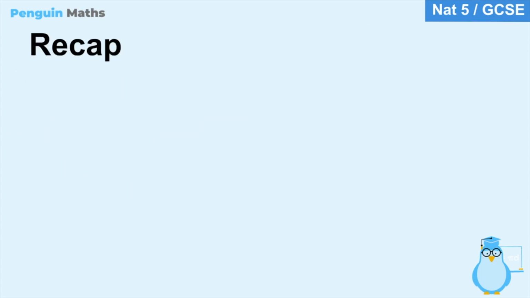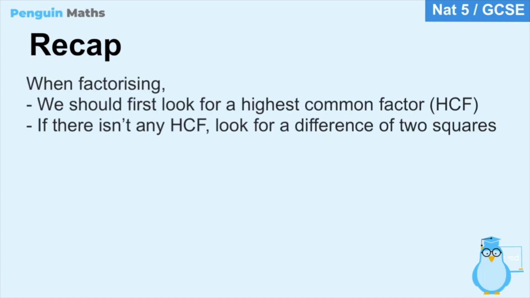Okay, so let's have a quick recap on this lesson we had on factorising. So when factorising any expression, the first thing that we should always look for is a highest common factor between the terms. In other words, a number or a variable that goes into both the first term and the second term. But if we can't find such a highest common factor, then the next thing that we want to look for is a difference of two squares.